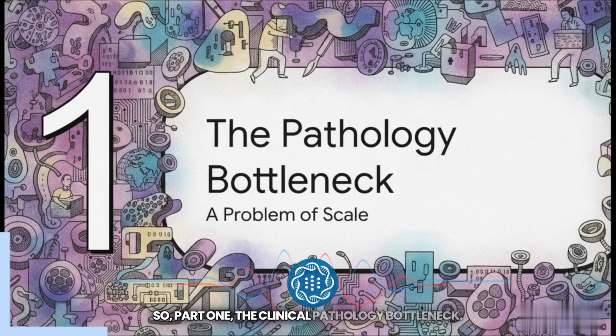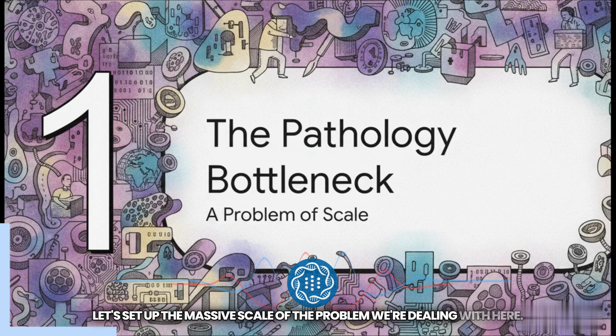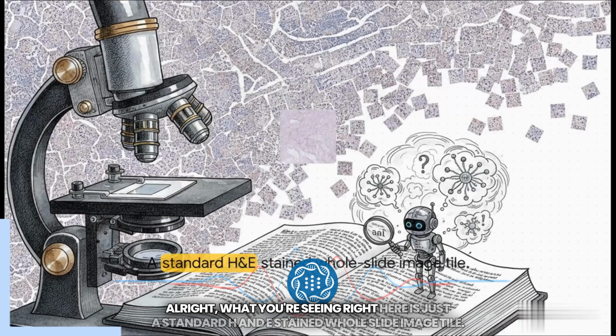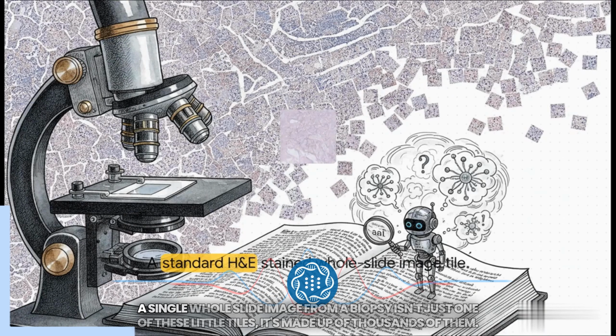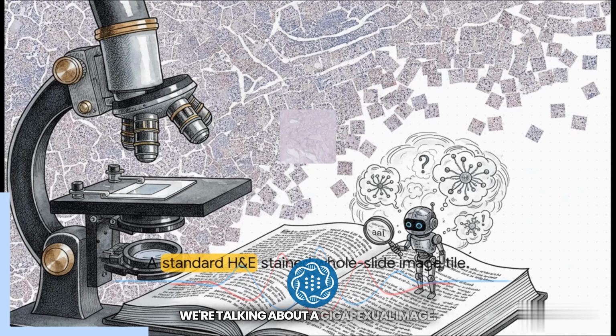So, part one, the clinical pathology bottleneck. Let's set up the massive scale of the problem we're dealing with here. What you're seeing right here is just a standard H&E stained whole slide image tile. But here's the catch. A single whole slide image from a biopsy isn't just one of these little tiles. It's made up of thousands of them. We're talking about a gigapixel image.